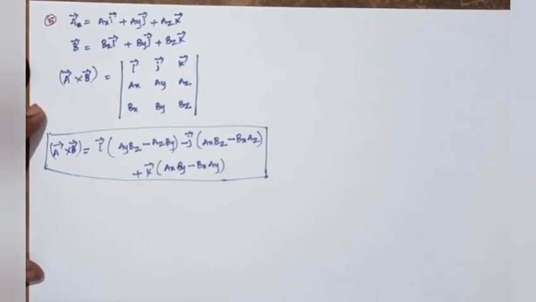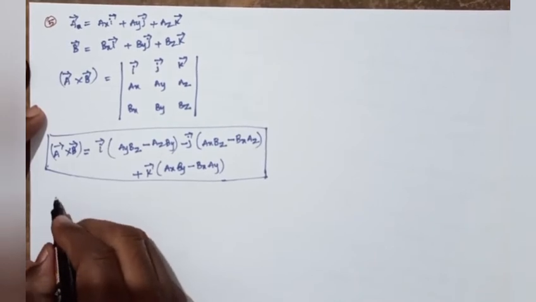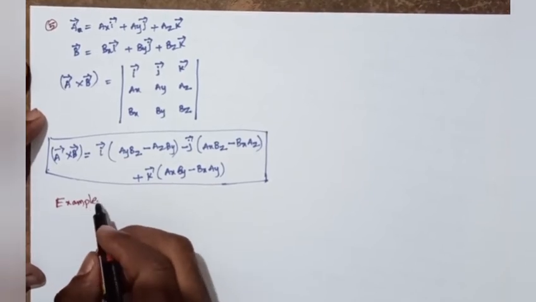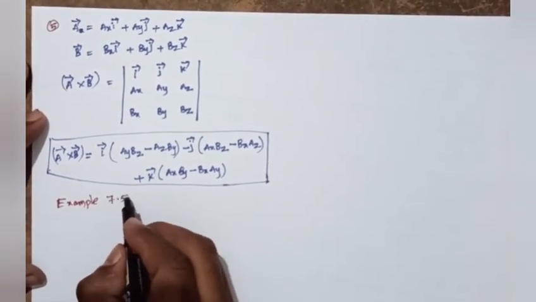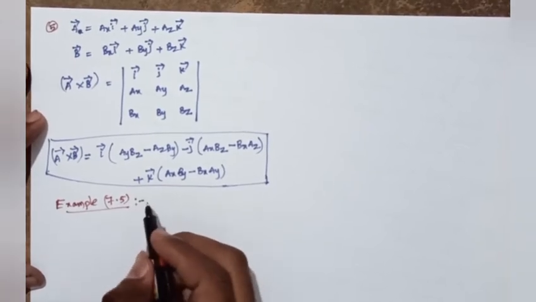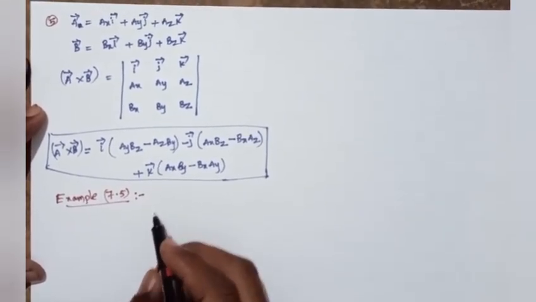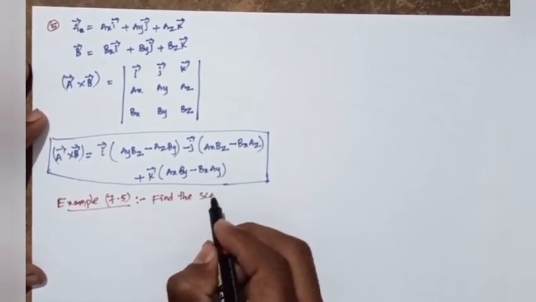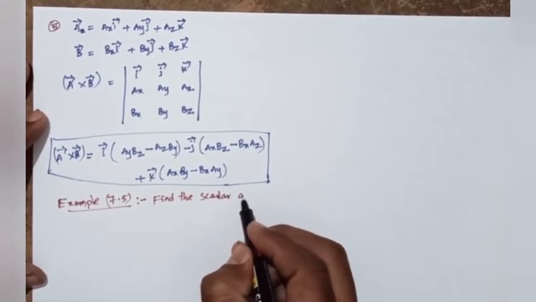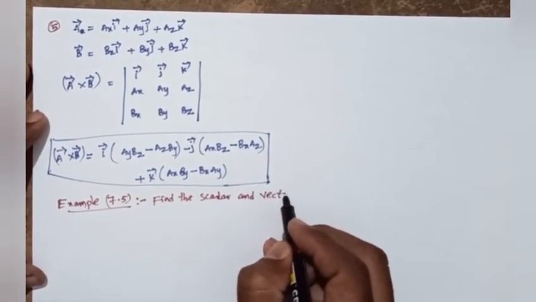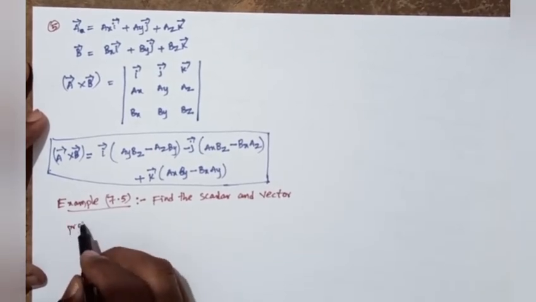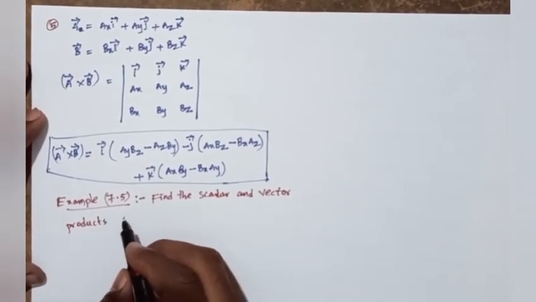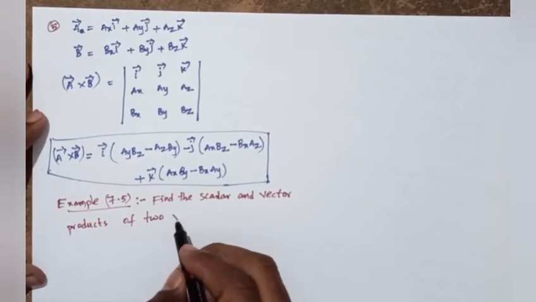Okay, now we can solve the example. Example number 7.5 is: find the scalar and vector product of two vectors.